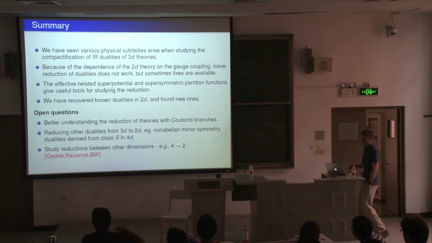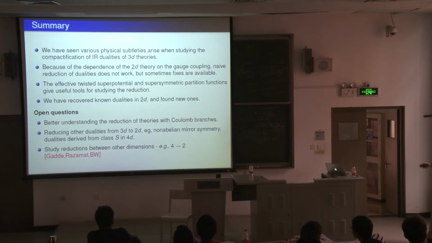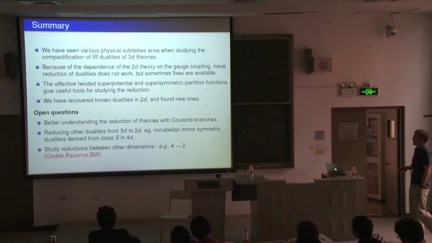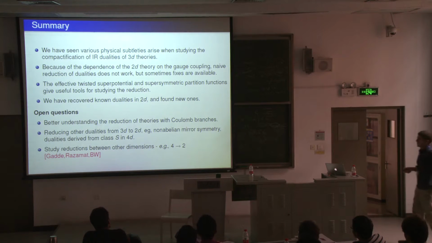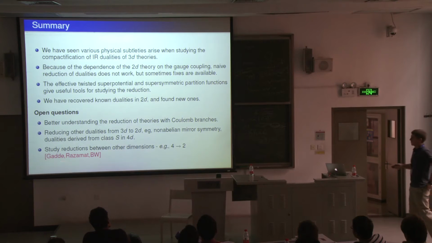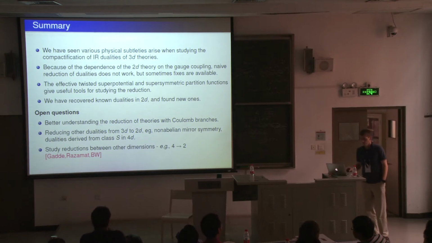So some open questions would be to better understand the fate of these theories with Coulomb branches. Is there any non-trivial duality or non-trivial information we can extract from them, or do we just get nothing in 2D? Also, there are other dualities that one can look at, try to reduce from 3D to 2D. And of course, one could look at reducing between other dimensions. For example, you could find a more interesting story by reducing from 4 to 2, where you have a choice of Riemann surface. And we looked at this with Abhijit and Shlomo in the case of reducing on an S2, but there are still many other examples to look at. And I'll stop there. Thanks.